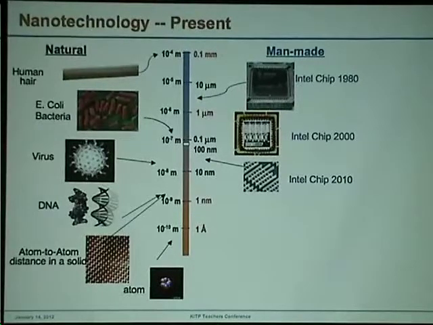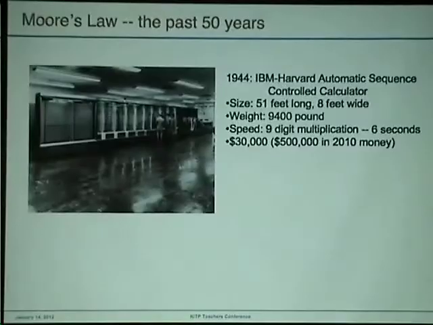Basically, the Intel chip in 1980 was a little bit smaller than a human hair, but still larger than bacteria. The Intel chip from two years ago is now comparable to the size of a virus. So each of those computing elements is the size of a virus. This is another perspective on what we have done in the past 50 years.